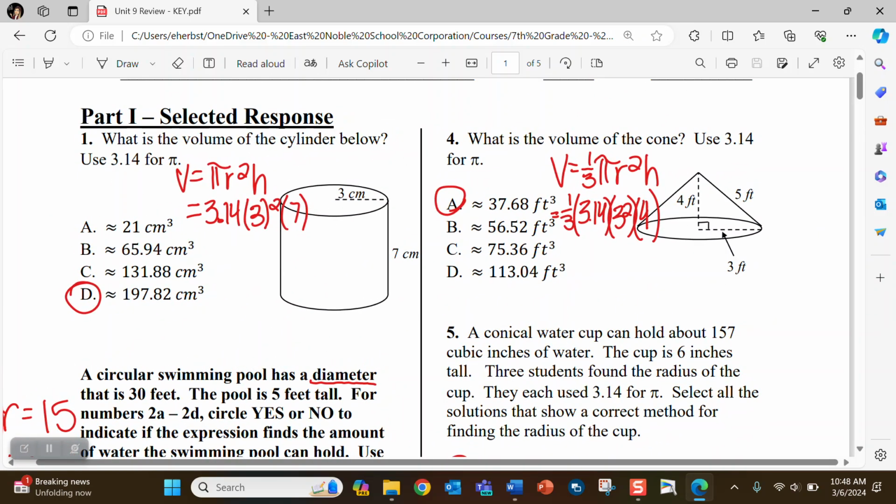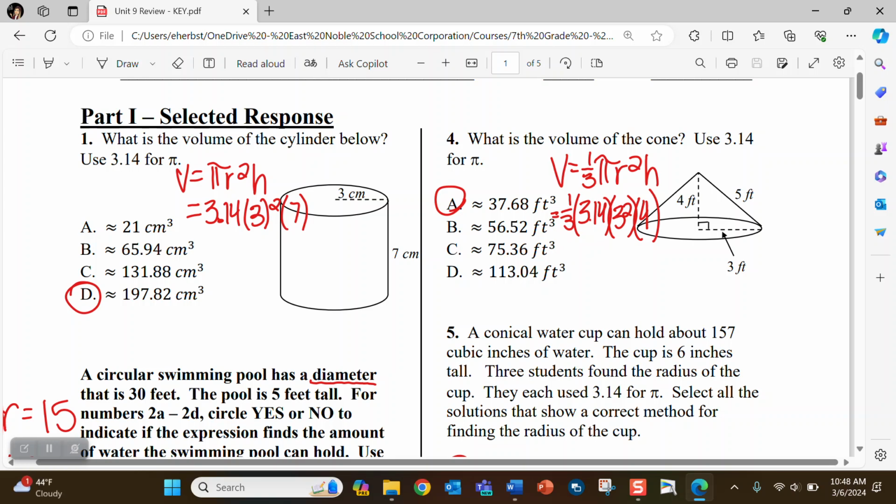Number 4, asked to calculate the volume of the cone. Notice in this problem, you're actually given more information than you need. That 5 feet is labeling what we call a slant height of the cone. That is not a number that we need in our formula. It's not the height of the cone, nor is it the radius.